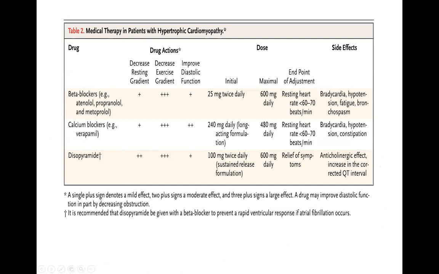So if you compare beta blocker with calcium channel blocker and disopyramide, all of them decrease the exercise gradient. However, the calcium channel blocker improves the diastolic dysfunction, and disopyramide will also decrease the resting gradient. This is the initial dose, this is the maximum dose, and this is the side effect. As you know, the beta blocker side effects are hypotension, fatigue, and bronchospasm. Calcium channel blocker: bradycardia, hypotension, constipation. This is a very important question. Disopyramide can give you an anticholinergic effect and can increase the QT interval. You have to watch the QT.